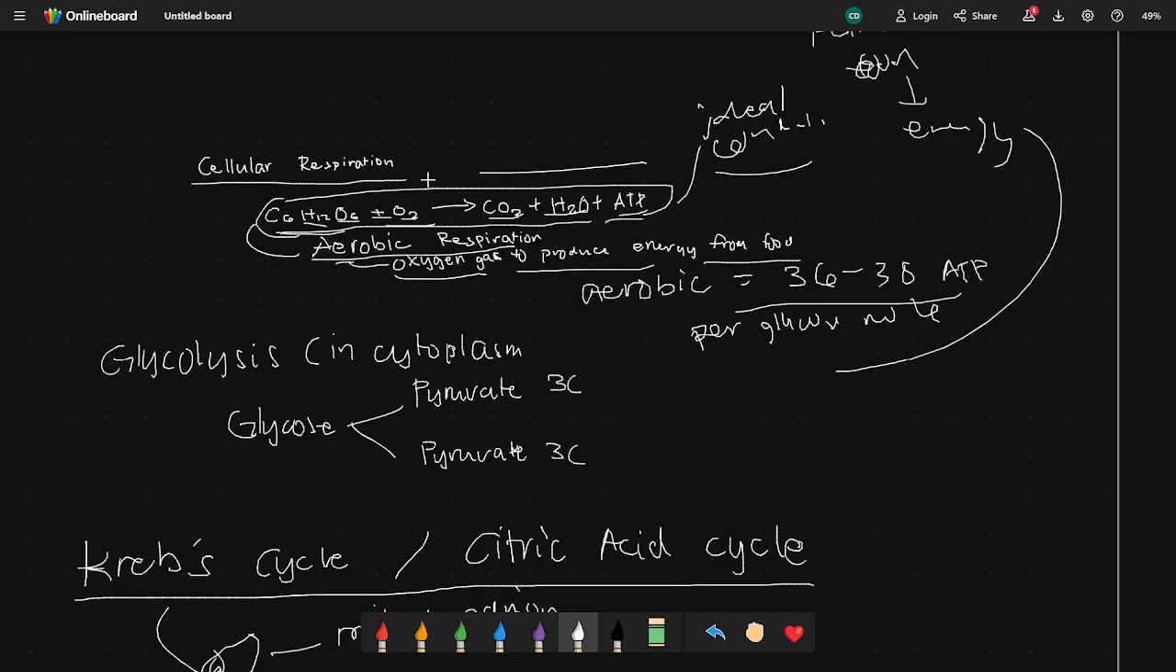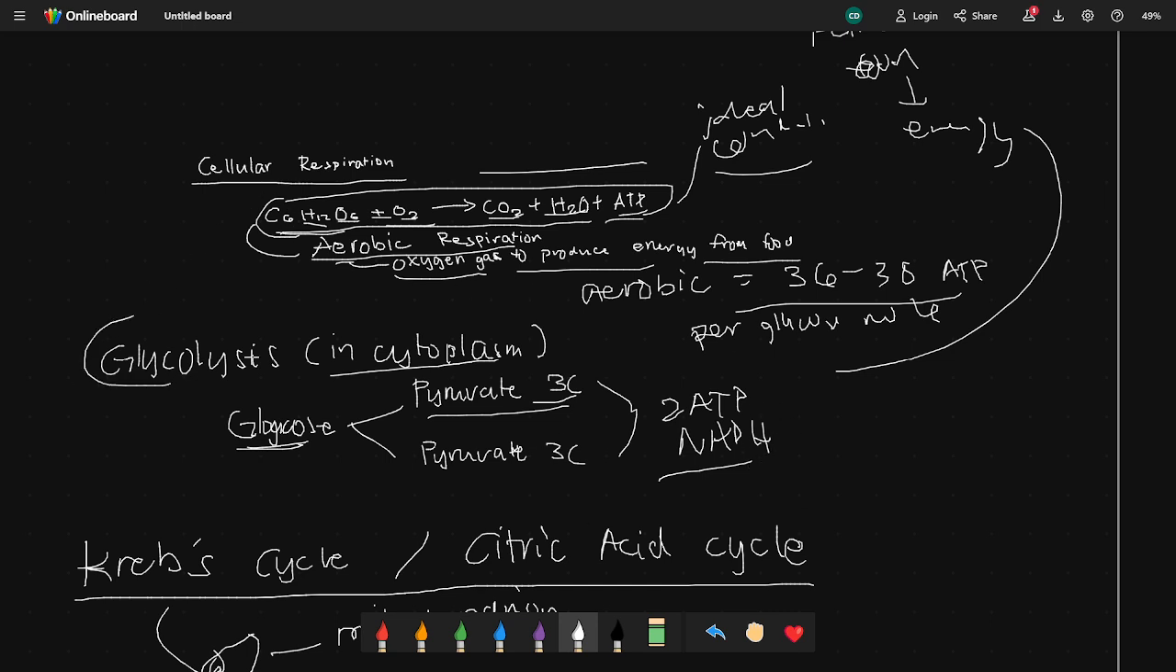The first step in cellular respiration is glycolysis. From the word itself, glycolysis literally means splitting sugar. This happens in the cytoplasm. Here, one glucose molecule is broken down into pyruvate, three-carbon molecules. Along the way, we gain two ATP during this process and produce a couple of NADH, molecules that carry electrons to later stages.